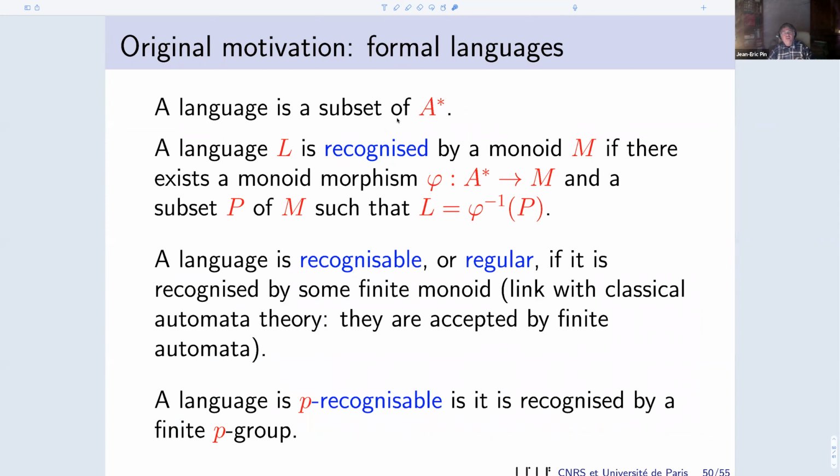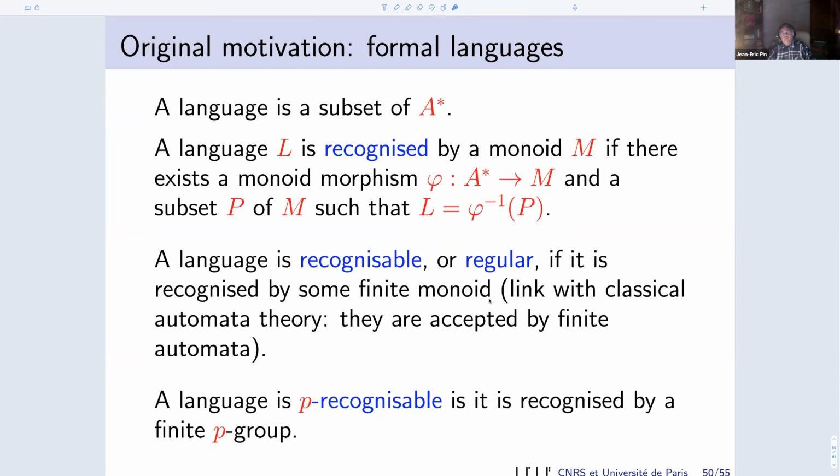We have a special name for it. The main definition is this one. A language is recognized by a monoid M if there is a monoid morphism from A star to M, and a subset P of M, such that L is the inverse image of P. This is a very, very simple definition. And you say that the language is regular or recognizable if it is recognized by some finite monoid.